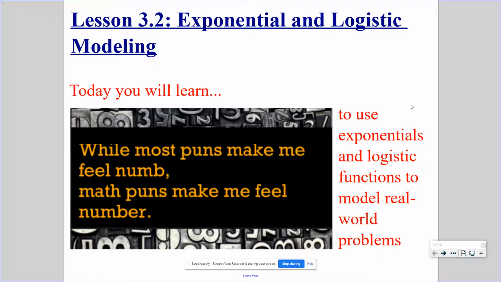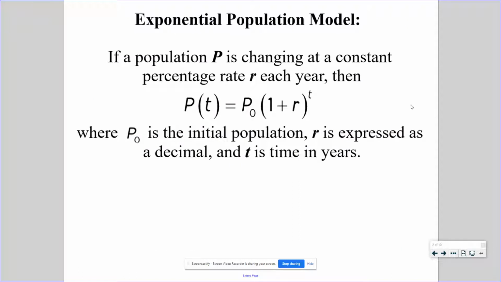Hey guys, we're going to go through lesson 3.2. This is just kind of an extension of exponential and logistic functions like we saw in lesson 3.1. So we're going to start with a formula that could represent growth of a population. And when I say a population, that could be growth of a population of people. It could be growth of a population of bacteria. It could actually also represent a population in terms of like money.